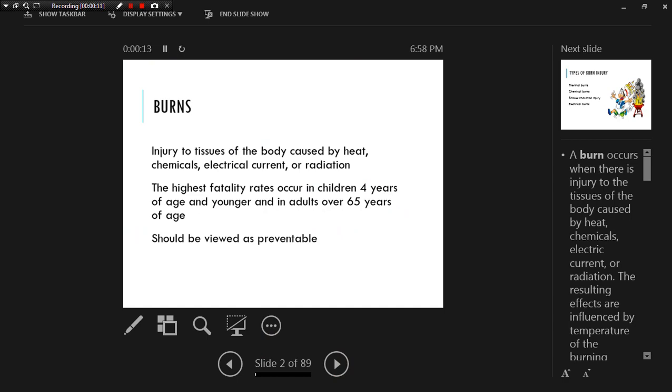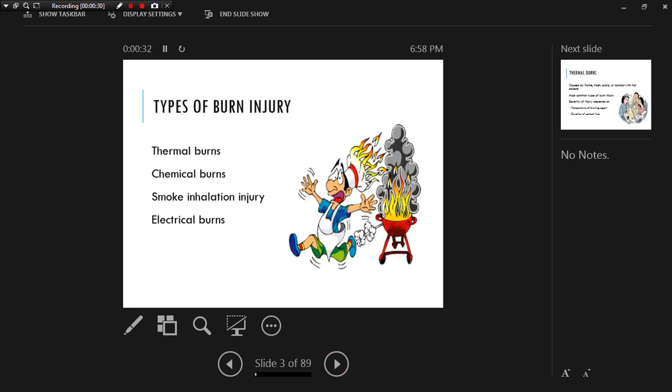Burns are injuries to the tissues of the body either caused by heat, chemicals, electrical currents, or radiation. The highest fatality rates occur in children less than 4 years of age and adults older than 65 years of age. Burns are considered a preventable injury. The type of burns that will be discussed in this lecture are thermal, chemical, smoke inhalation, and electrical.